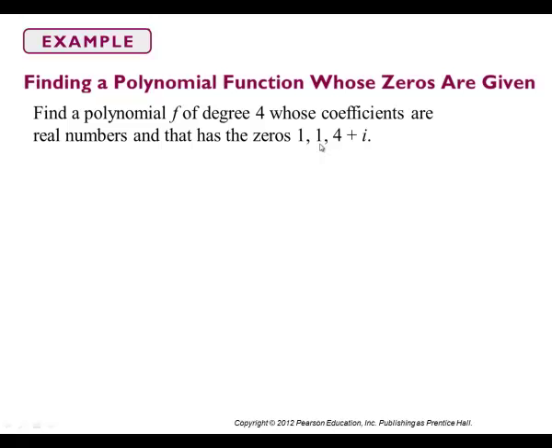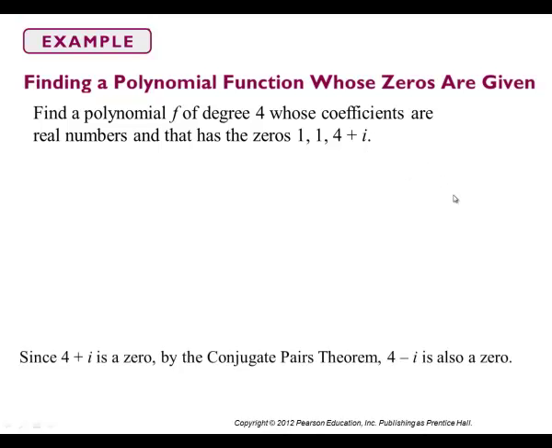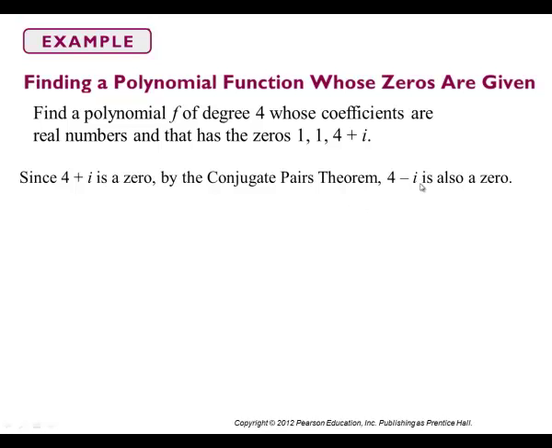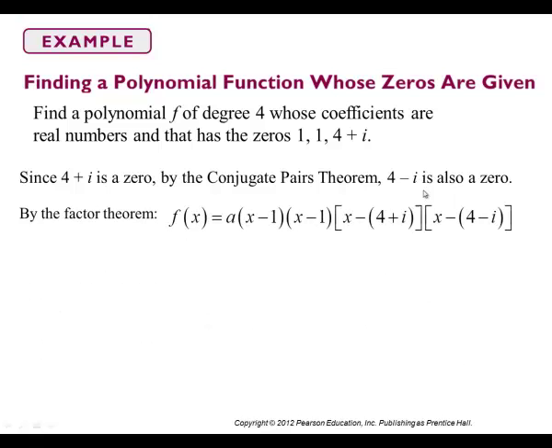This would be x minus r1, x minus r1. So together they would be x minus r1 quantity squared. And then here we have x minus (4 plus i). And then you have to have the conjugate to that, which would be what? x minus (4 minus i). And so the conjugate is 4 minus i. That's also a complex conjugate. Its complex conjugate is also a 0.